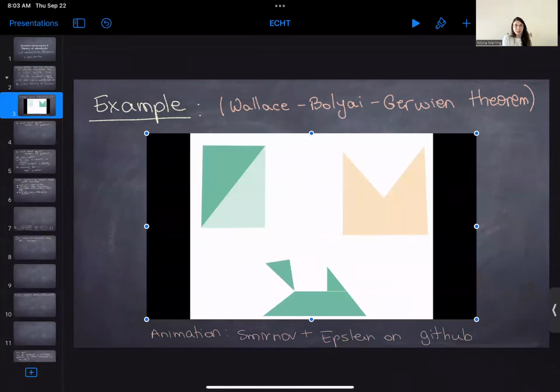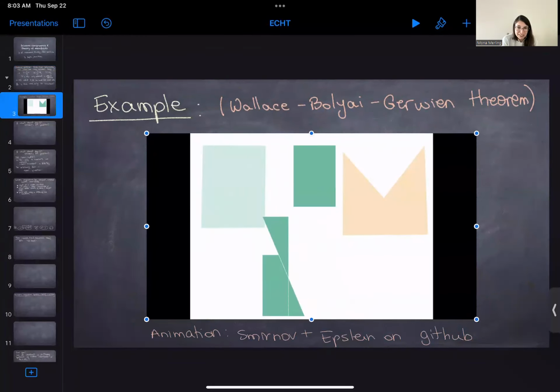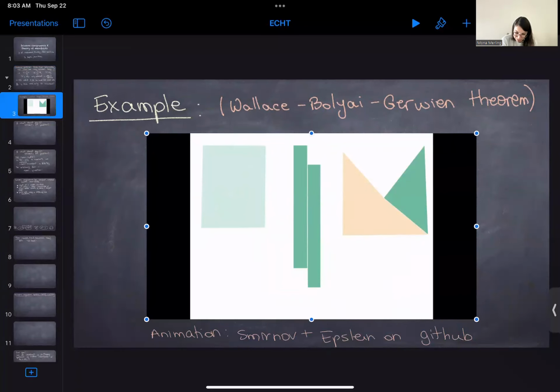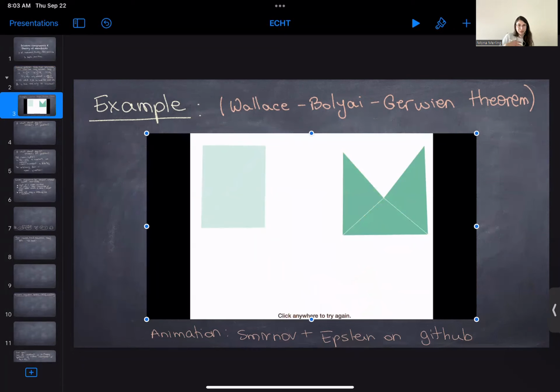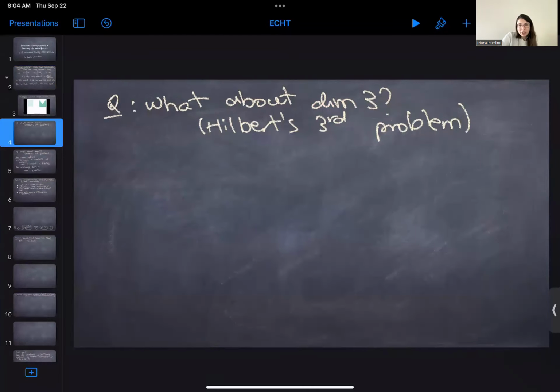Here's an animation, and there's this code on Git that lets you draw any polygon that you want, and any two polygons, it will make them the same area for you, and it will play out this algorithm for you. Okay, so here is one example of the Wallace-Bolyai-Gerwin theorem. Great. So in the plane, there's only area. So you might ask about the next dimension. What about dimension 3? And this is what's called Hilbert's third problem.